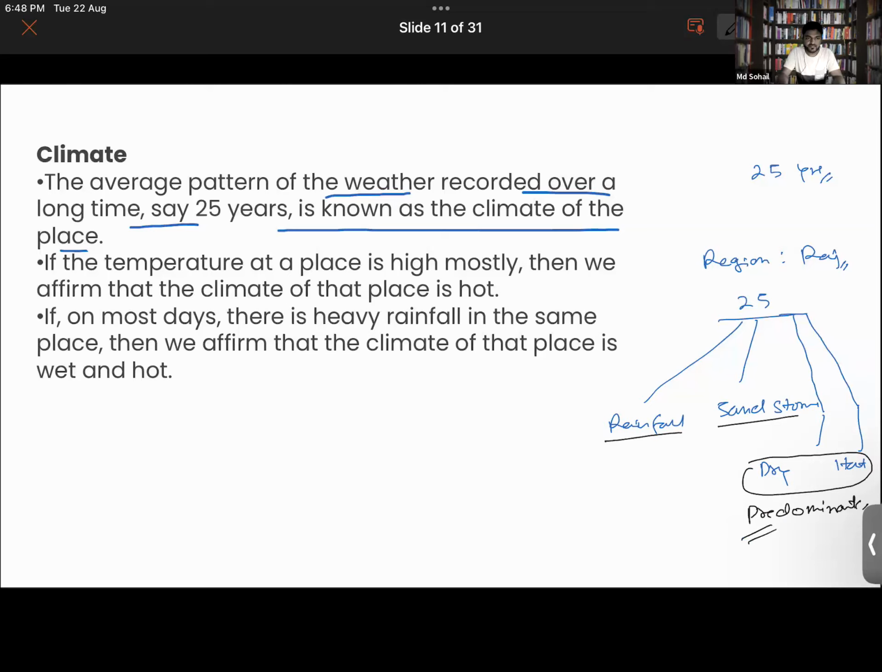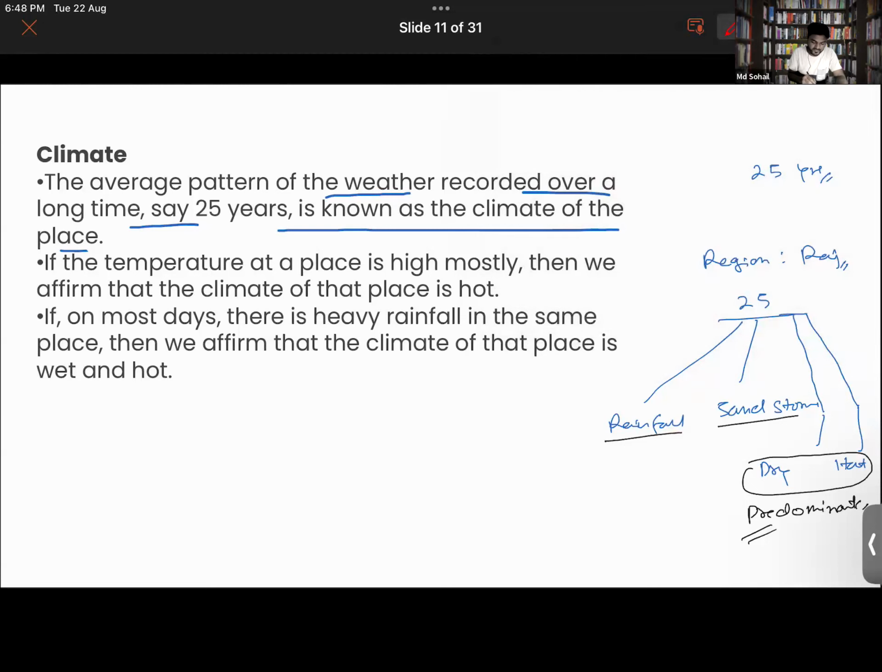Now, there are some factors that determine the climate of a region. We will be studying that: latitude will define the climate of a region, latitude, altitude, amount of sunlight that reaches, distance from the equator. These are the factors that we will be studying.